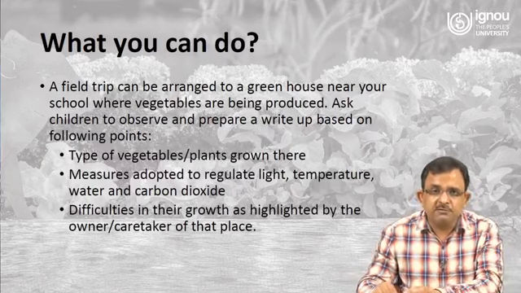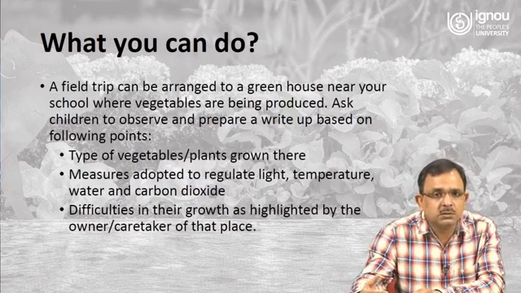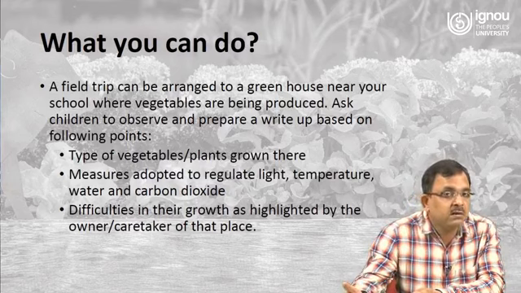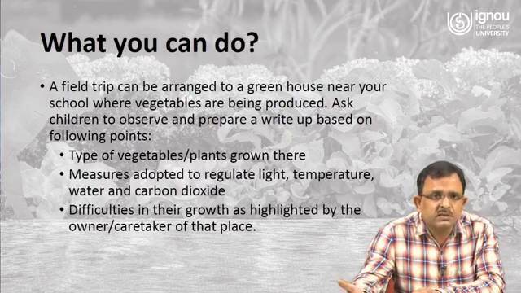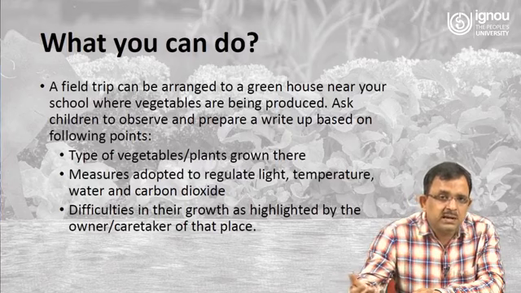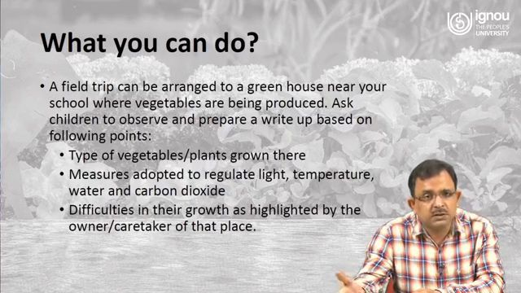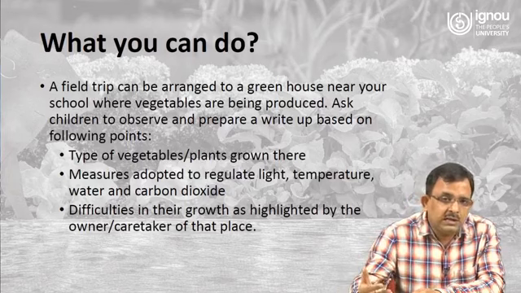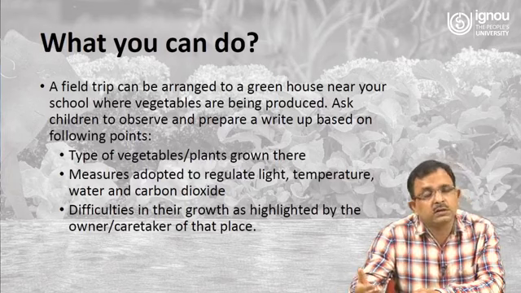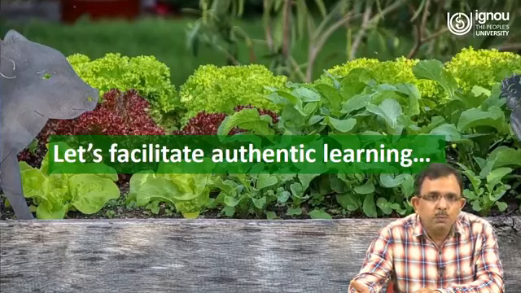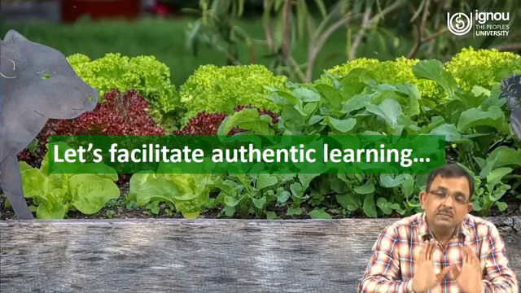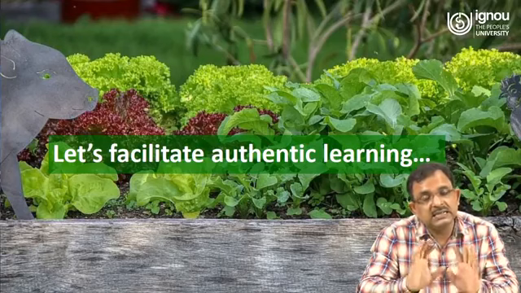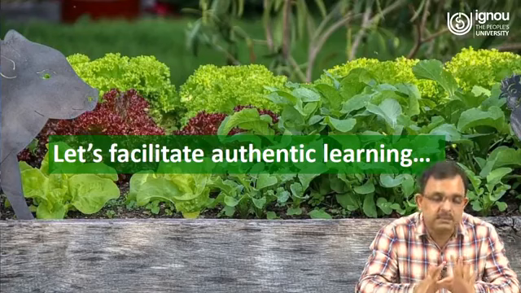You can organize a field trip to a greenhouse near your school where vegetables are being produced, and there you can ask the children to observe and prepare a write-up based on points like what types of vegetables are there, what measures are being adopted to regulate temperature, light, water, carbon dioxide, and what difficulties in their growth were highlighted by the owner or caretaker of that place. So with many such activities, you can basically introduce these technical concepts to your students easily.